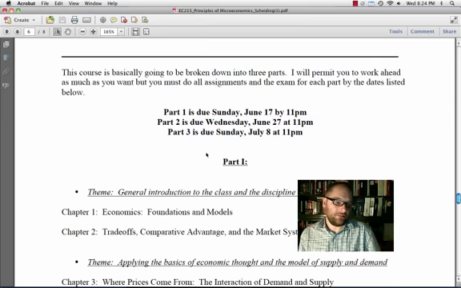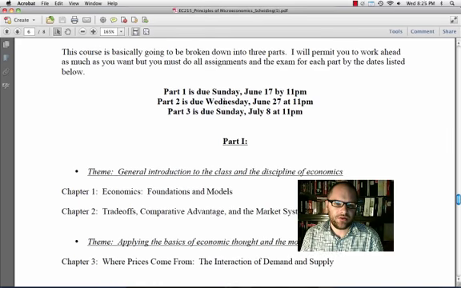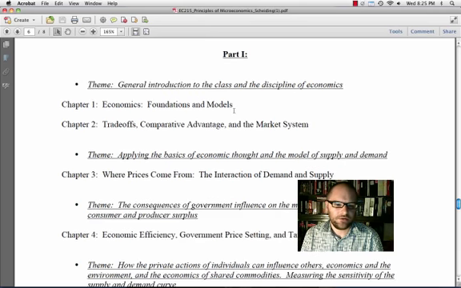And then basically the outline of the course. Again, Part 1, Sunday, June 17th. Part 2, Wednesday, June 27th. So that's like a week and a half later. And then another week and a half would be Part 3. So basically the first part is 1 week. The other 2 parts are week and a half time periods. And that's primarily because Part 1 should be a little bit easier than Parts 2 and 3. Part 2 is probably the hardest, and then Part 3 is second hardest.